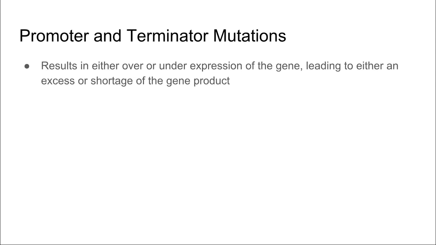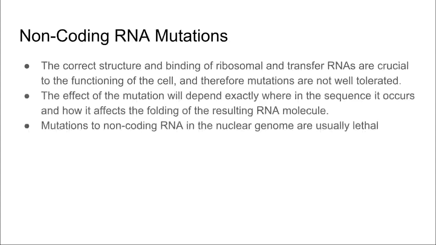And then if there are mutations in any promoter or terminator regions, we can see an over or under expression of a gene, and therefore the amount of gene product being produced can be either increased or lessened, and therefore have effects on the organism. We can then have non-coding RNA mutations, and if they occur in any of these, it affects the functioning of a cell. And depending on where it results in the RNA, it can usually cause death.